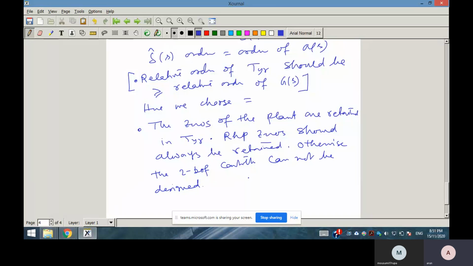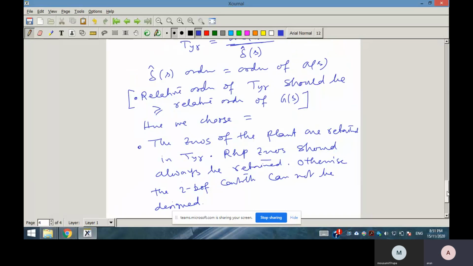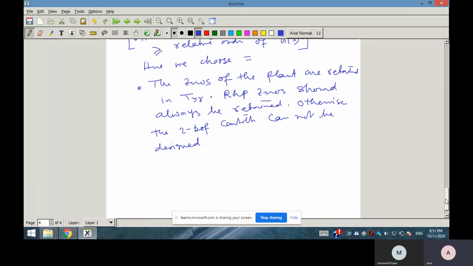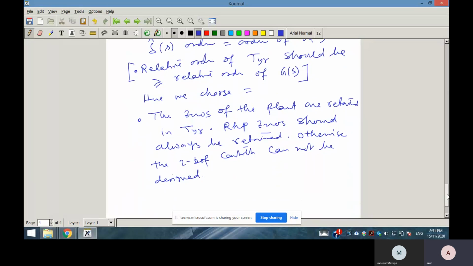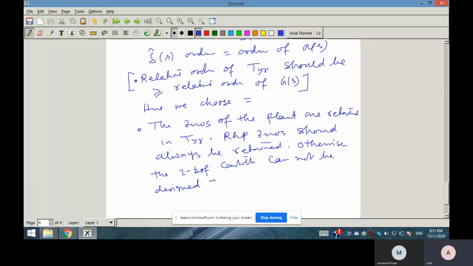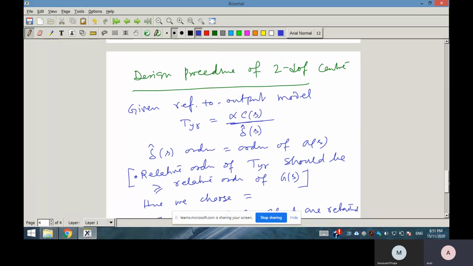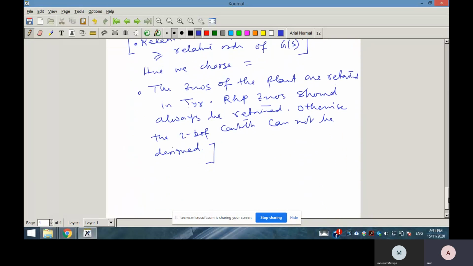Because ultimately, if you do not consider the right half plane pole here, right half plane 0 here, that means ultimately you are telling the controller to cancel the right half plane 0. So if you want to cancel a right half plane 0, means right half plane pole 0 cancellation in a loop, it will be internally unstable. So right half plane pole 0 cancellation in a loop is not allowed at all. So this is your given reference input to output model.